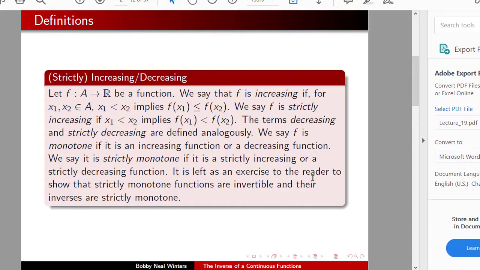Okay. We say that f is monotone if it is an increasing function or a decreasing function. We say it's strictly monotone if it is a strictly increasing function or a strictly decreasing function. It is left as an exercise to the reader to show that strictly monotone functions are invertible and their inverses are strictly monotone. So there are your definitions.